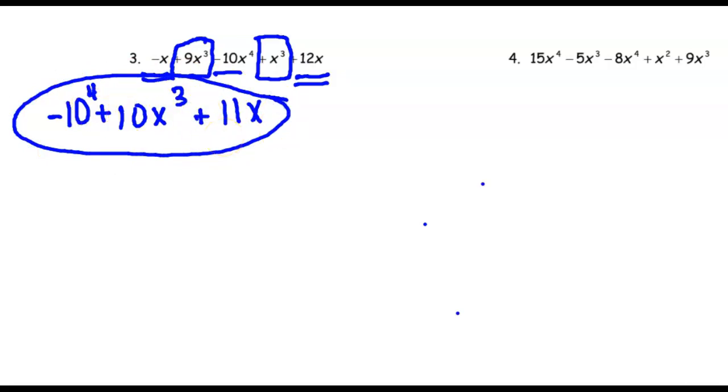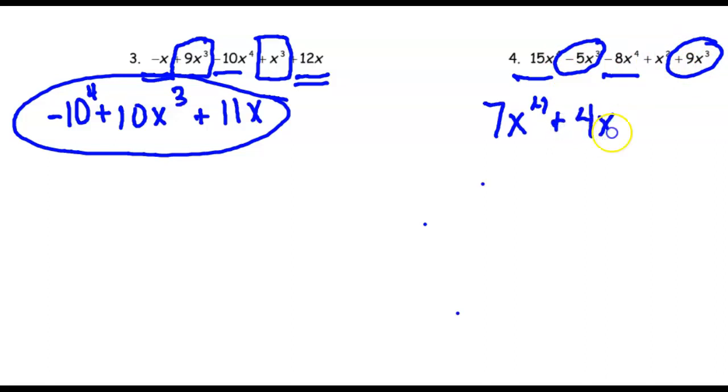That's good algebra practice. Okay, so looking at our number 4, we've got negative 5x to the third. Well, first we're going to look at the fourth. So we've got negative 15x to the fourth and minus 8x to the fourth. So negative 15 minus 8 is... 7x to the fourth, and then we've got negative 5x to the third and 9x to the third. So negative 5 plus 9 is 4, so 4x to the third.